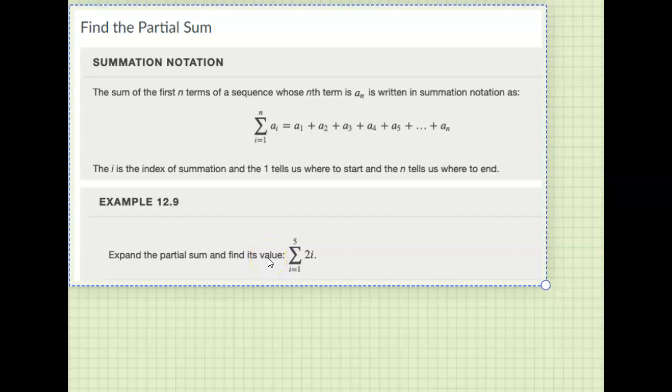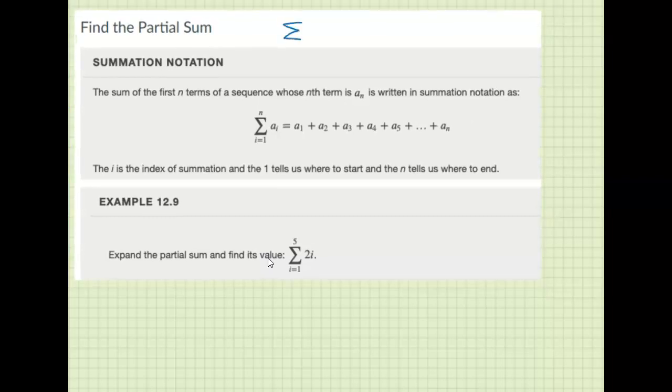Hello everyone. So now we're going to look at summation notation. We have this big sigma, sigma for S, S for summation. And you have a formula. So a_i is going to be a formula for a sequence. It's going to be given to you.